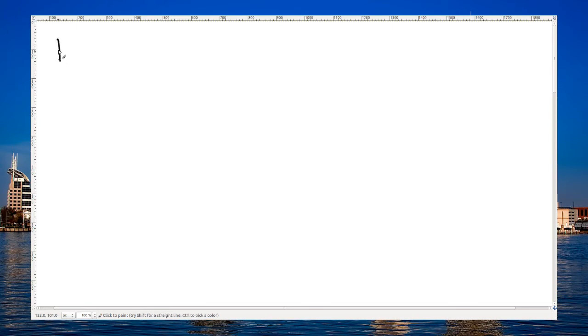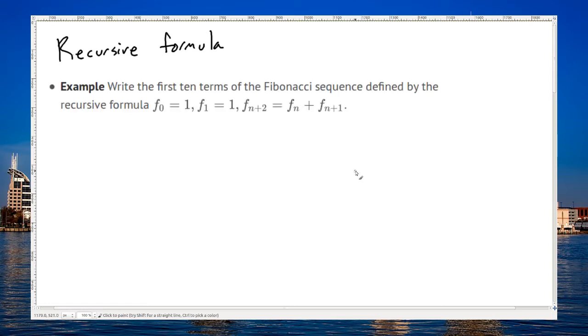Besides explicit formulas, we also have something called a recursive formula, which helps us define a sequence. And the quickest way to define a recursive formula will be with an example. So the Fibonacci sequence is a very famous sequence. You've probably heard of it somewhere, which is defined recursively. And it's defined recursively because we've got a couple of terms.